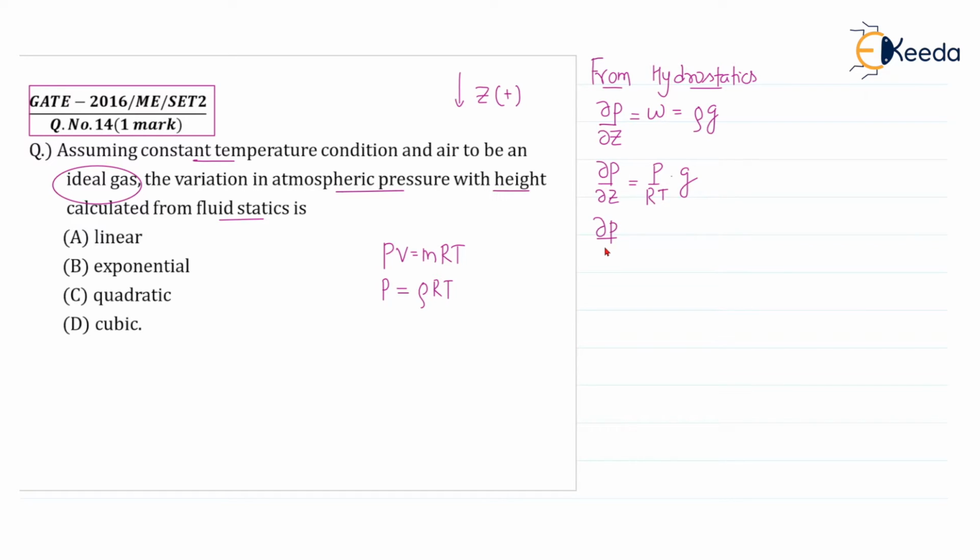Now for integration we can take dou P by P on one side equal to minus g by RT, and dou Z will come to this side. Because we are measuring Z in the vertically upward direction, it is negative.